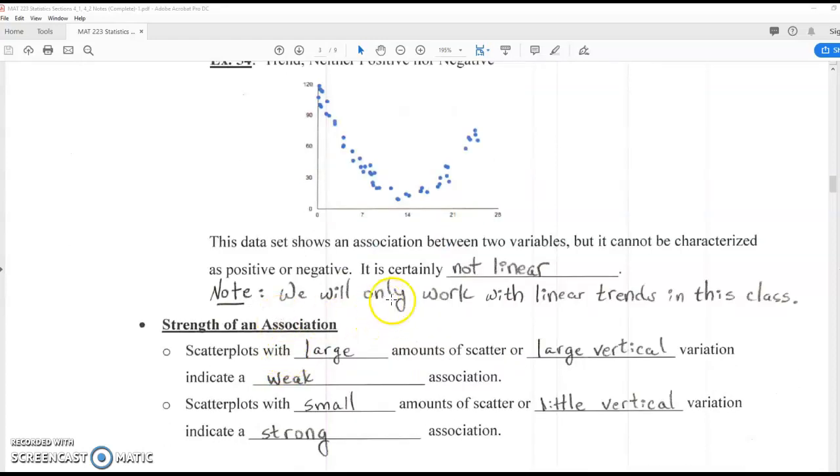So note, we will only work with linear trends in this class. We will only look for linear trends in this class. Okay, I'll stop there.